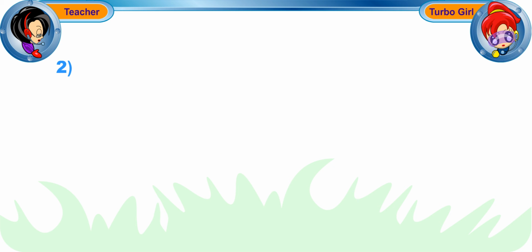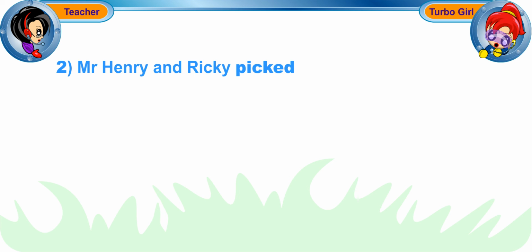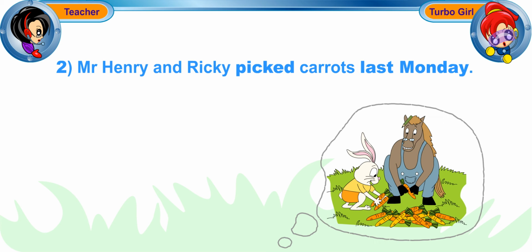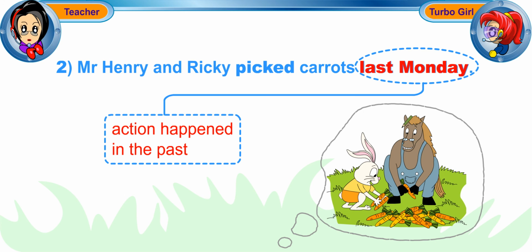Sentence 2. Mr. Henry and Ricky picked carrots last Monday. The words last Monday tell us that the action happened in the past. So we use the simple past, picked, and not pick.